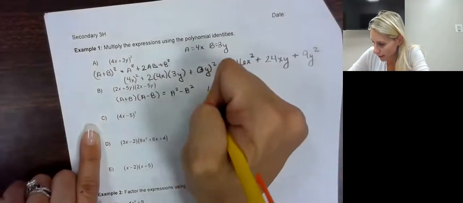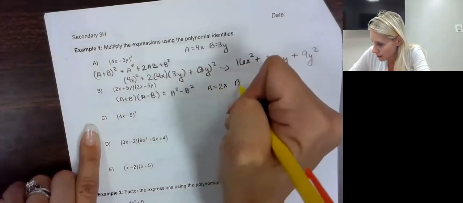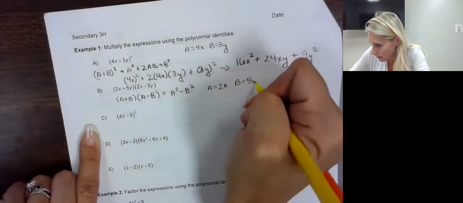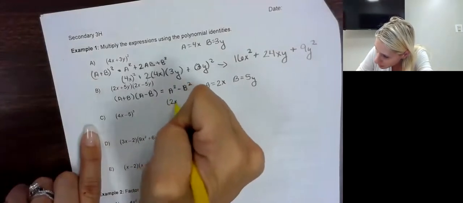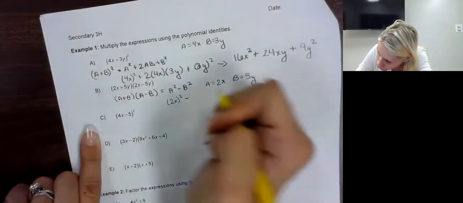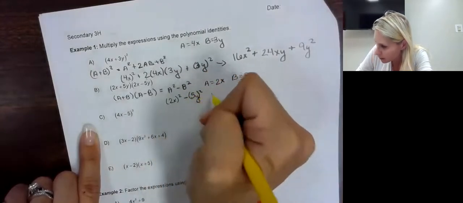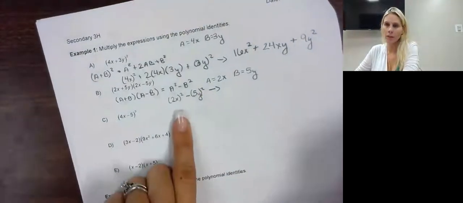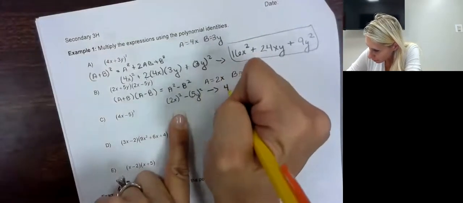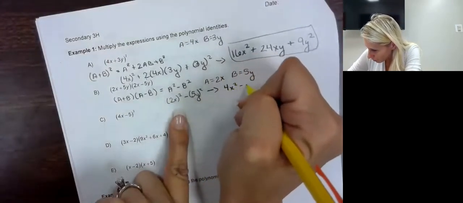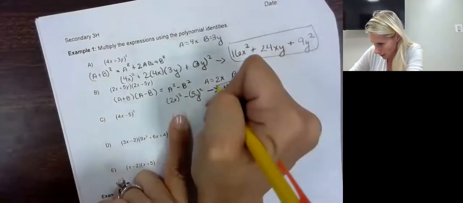Okay, let's identify our a and our b. Our a is 2x, sorry. B is 5y. Let's substitute in. So this is 2x squared minus 5y squared, which then gives us, simplify this out, 4x squared minus 25y squared. Done.